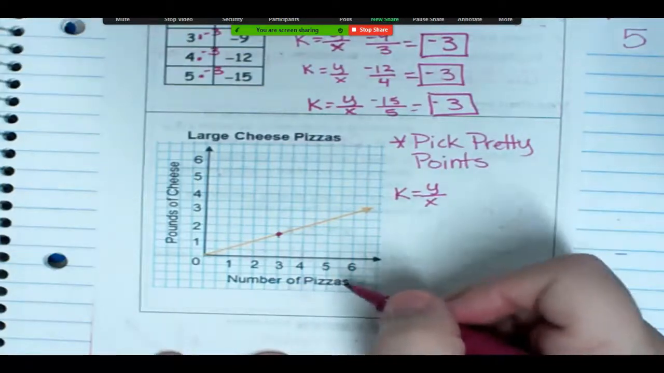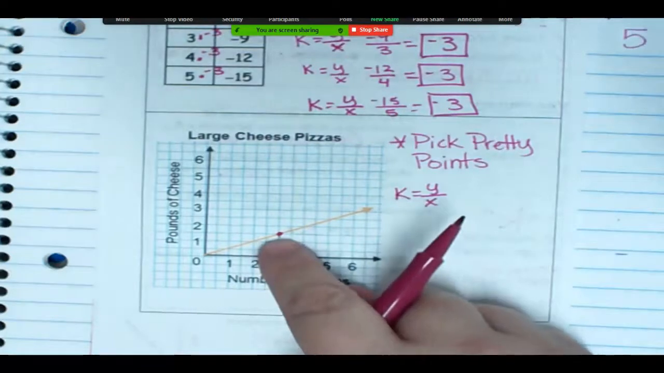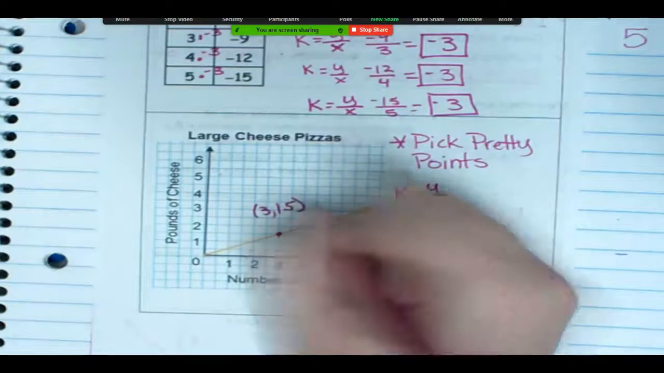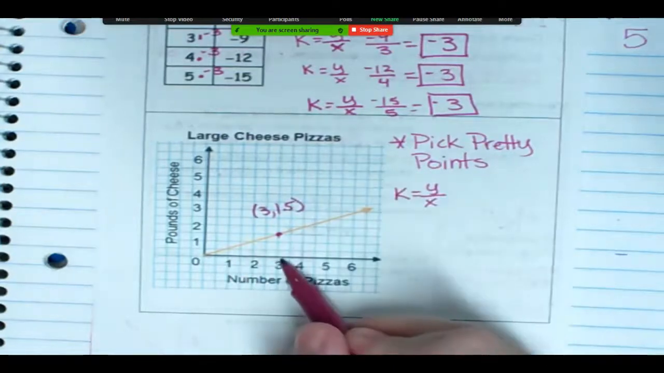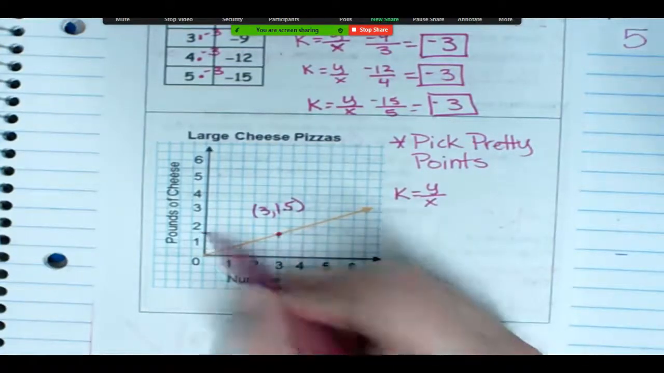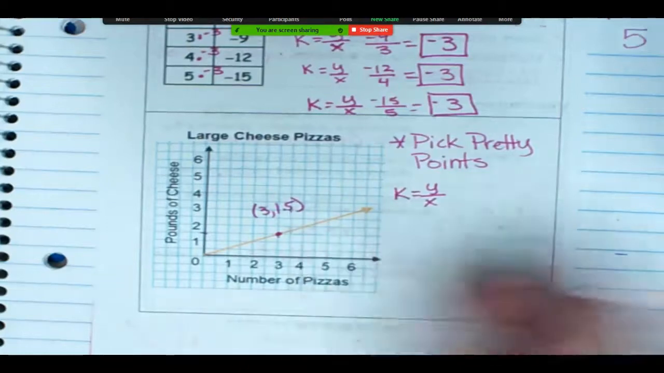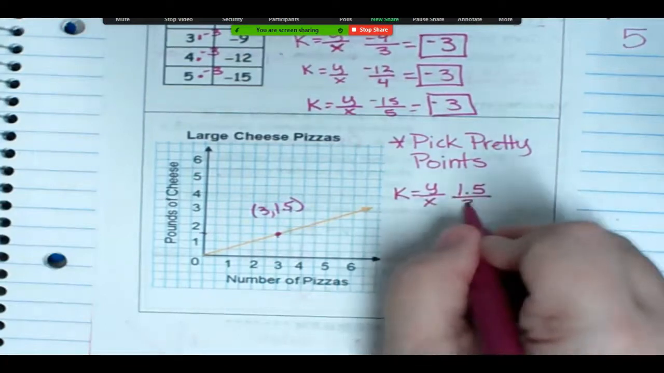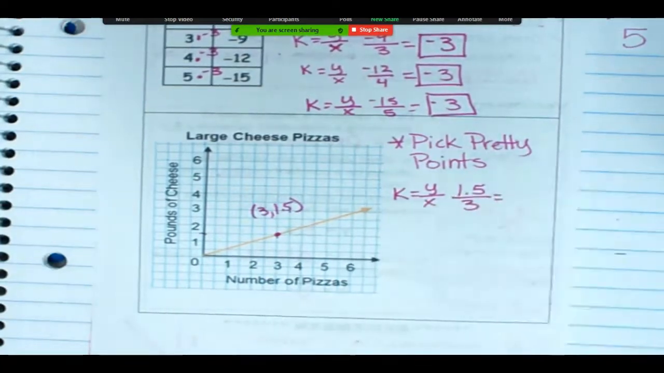You got 1.5? What is the ordered pair here? The ordered pair here is 3, 1.5, right? I went over 3, up 1.5. So my y value is 1.5. My x value is 3. Use your calculators. 1.5 divided by 3. Make sure you're dividing 1.5 divided by 3.